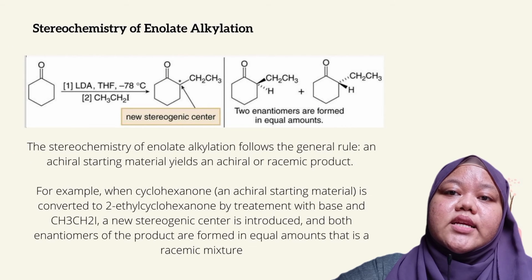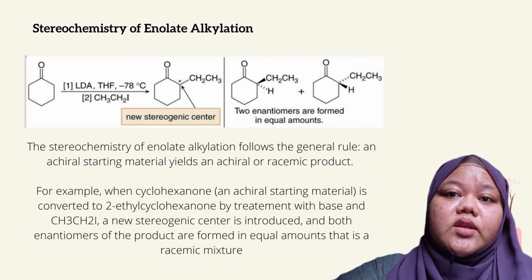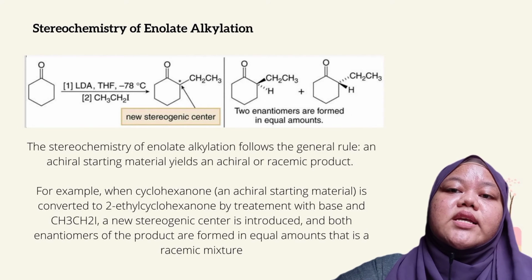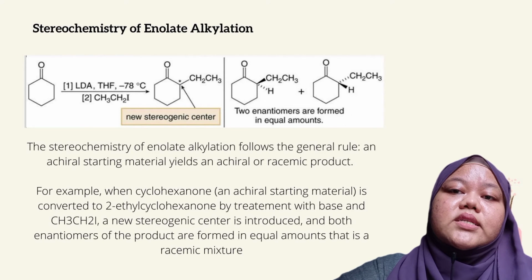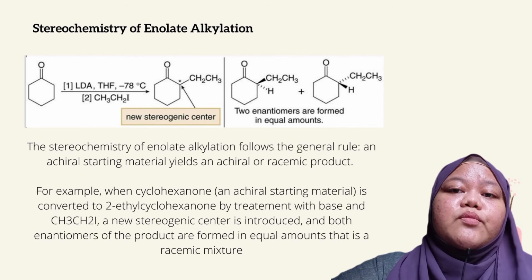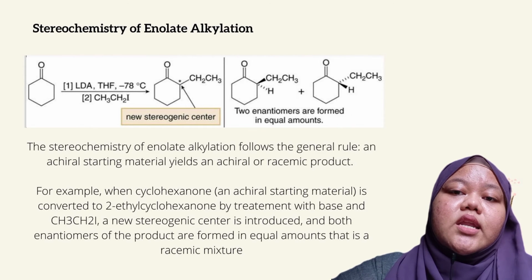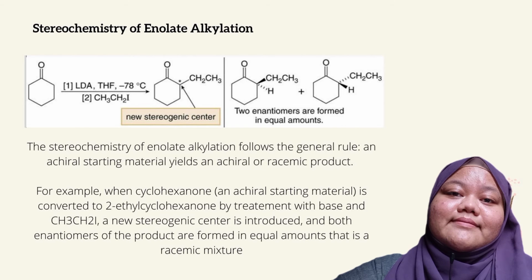Stereochemistry of enolate alkylation. The stereochemistry of enolate alkylation follows the general rule: an achiral starting material will yield an achiral or racemic product. For example, when cyclohexanone, which is an achiral starting material, is converted to 2-ethylcyclohexanone by treatment with base and CH3CH2I, a new stereogenic center is introduced, and both enantiomers of the product are formed in equal amounts, that is, a racemic mixture.